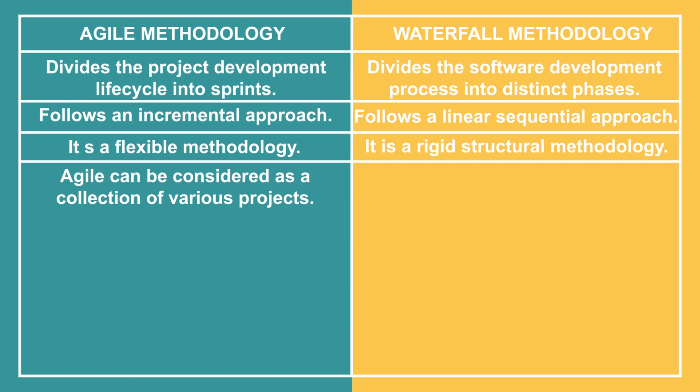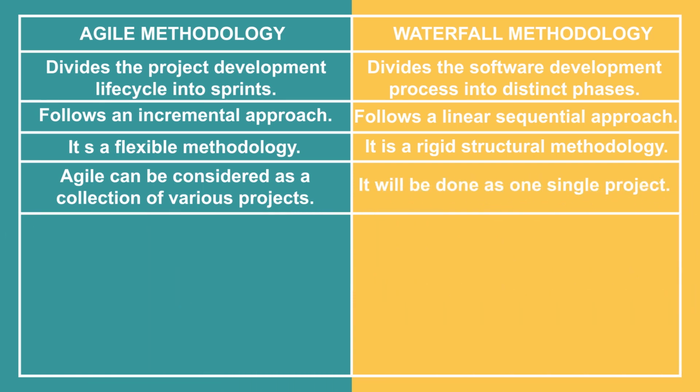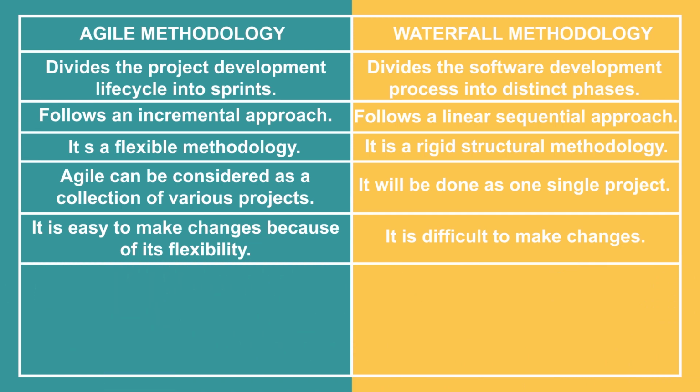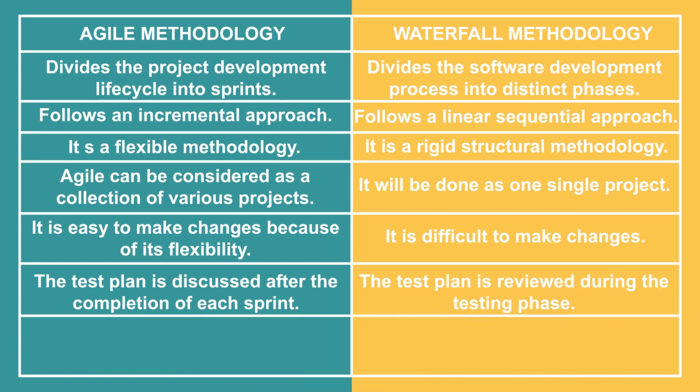Agile can be considered as a collection of various projects. Waterfall will be done as one single project. It is easy to make changes in Agile because of its flexibility. It is difficult to make changes in Waterfall. In Agile, the test plan is discussed after the completion of each sprint. In Waterfall, the test plan is reviewed during the testing phase.